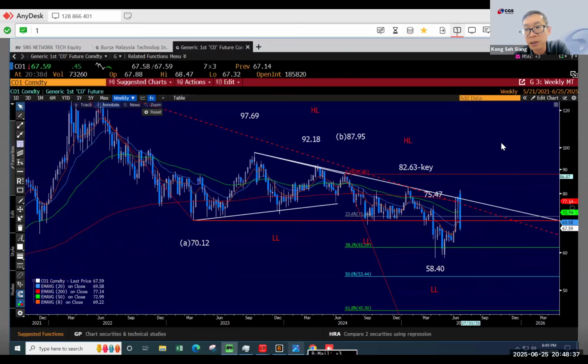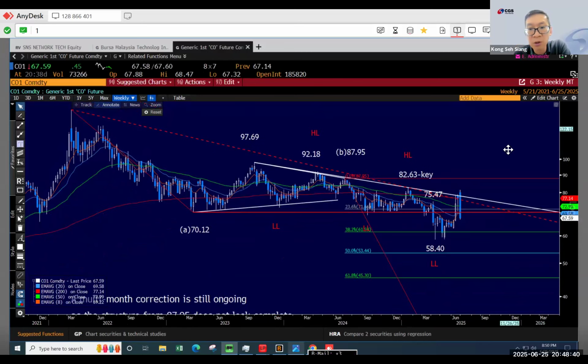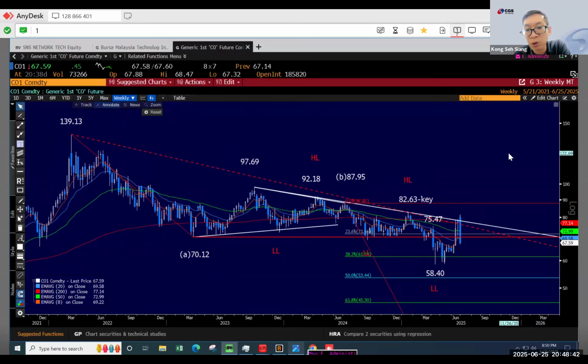So very likely stocks like Hibiscus or Wasco would likely still be in consolidation in the near term.